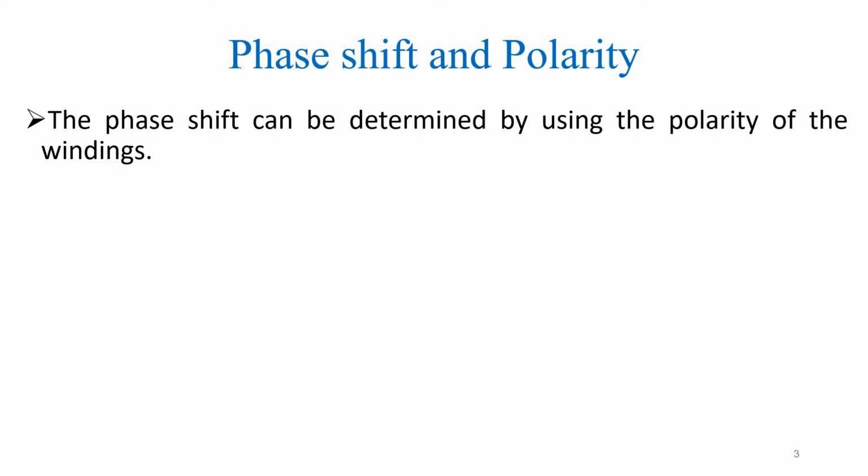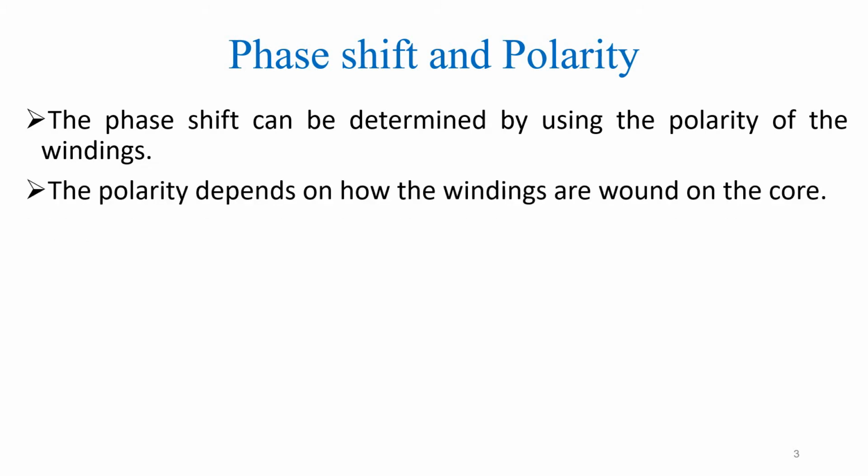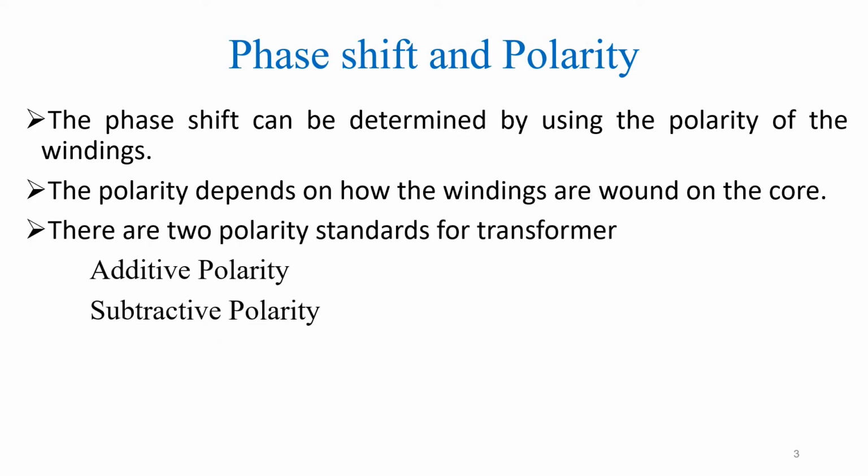The phase shift can be determined by using the polarity of the windings. Depending on how the windings are wound on the core, we can determine the polarity of the transformer. There are basically two types of polarities we have. One is additive polarity and the other one is subtractive polarity.